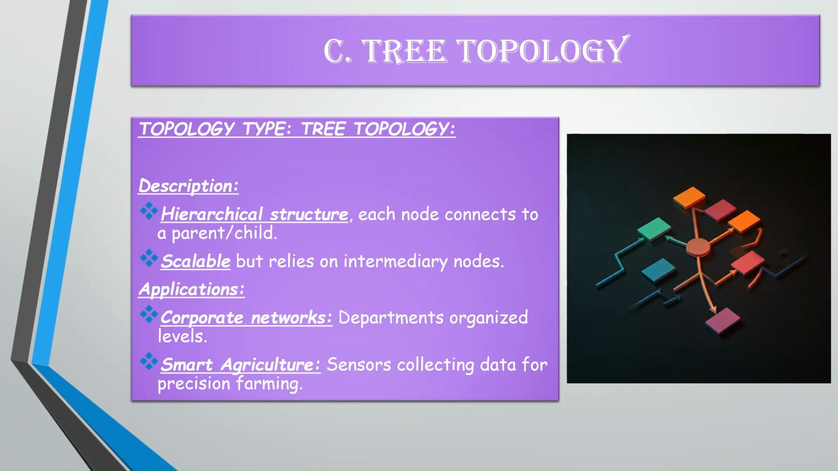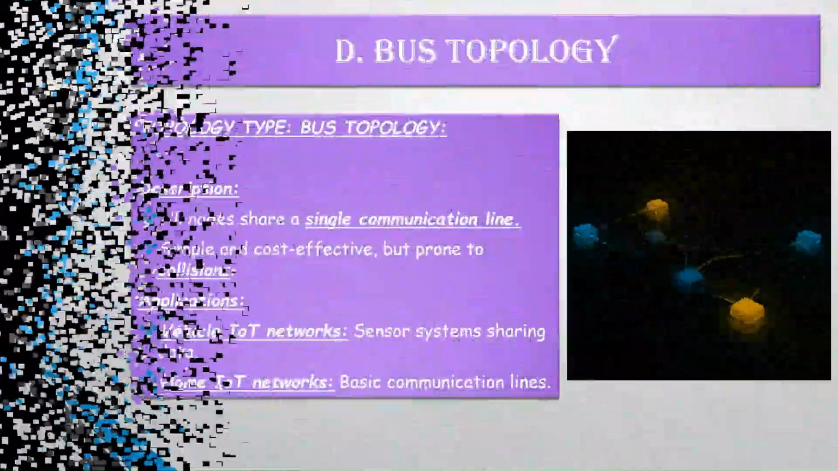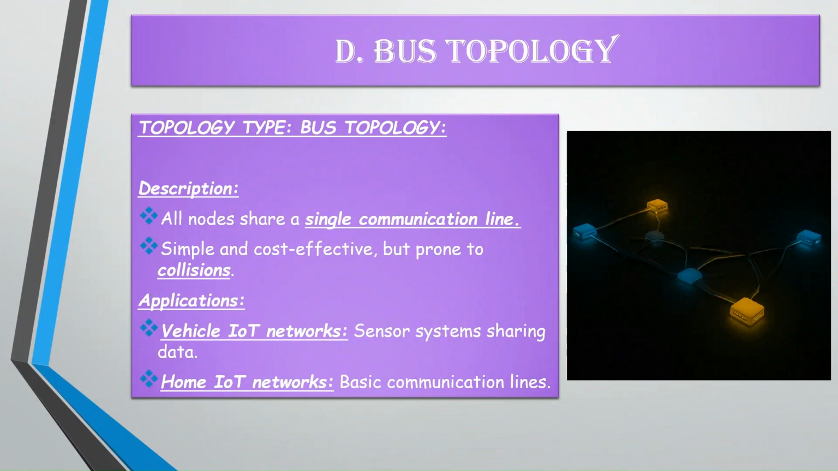Continuing our exploration of IoT network topologies, let's discuss the bus topology. The bus topology is a simple and cost-effective network structure where all devices are connected to a single shared communication line. This line acts as a highway, allowing devices to transmit and receive data.